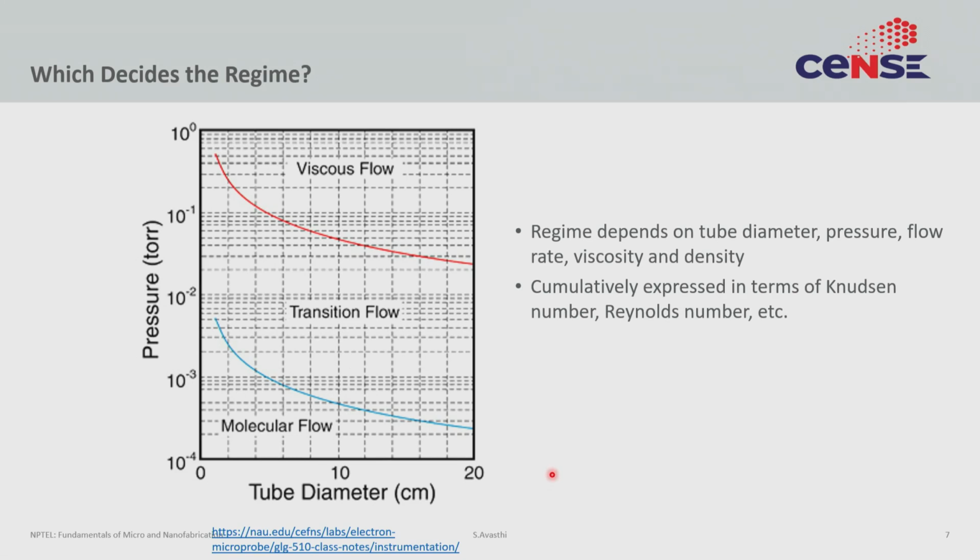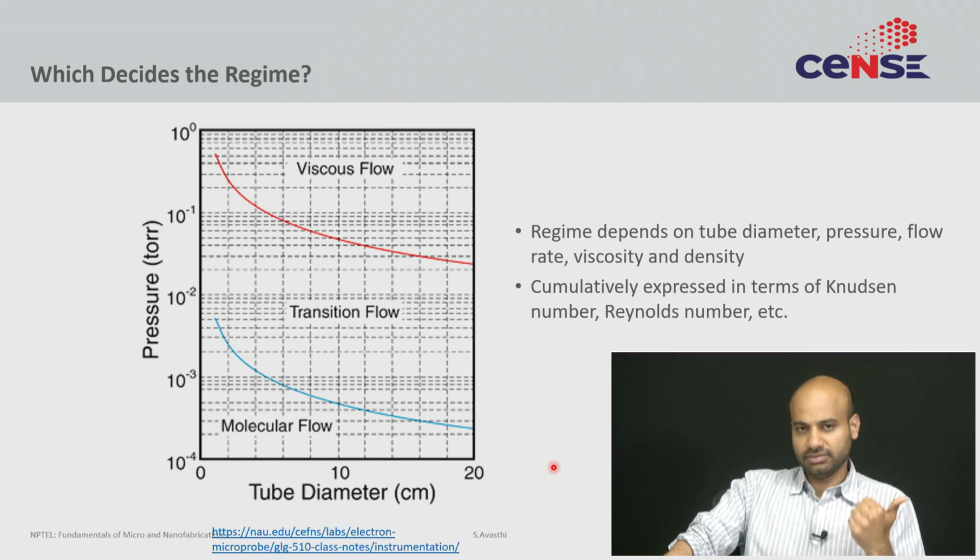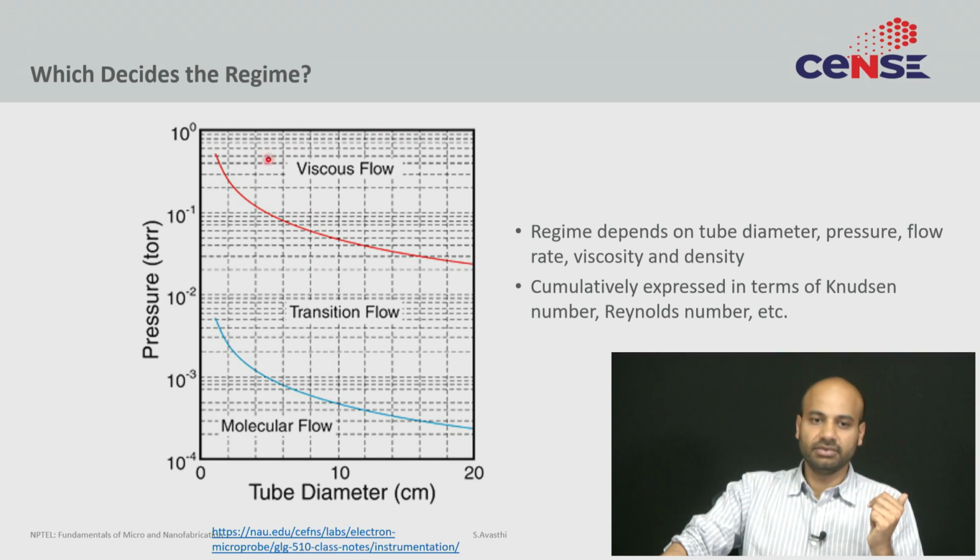So, which regime we are in would depend upon the pressure of the tube, the amount of the pressure which tells you the density of the gas. It depends upon the tube diameter, the reactor diameter, the pressure you have across it, the flow rate, viscosity, density. Cumulatively, all of this is captured in 2 numbers. One is called the Knudsen number and one is called the Reynolds number. And depending upon what those numbers are, you are either in the viscous flow regime, which is laminar or turbulent, or you are in the molecular flow regime, or you are somewhere in the middle. So, for CVD you tend to be in this region above this red curve in the viscous flow regime.